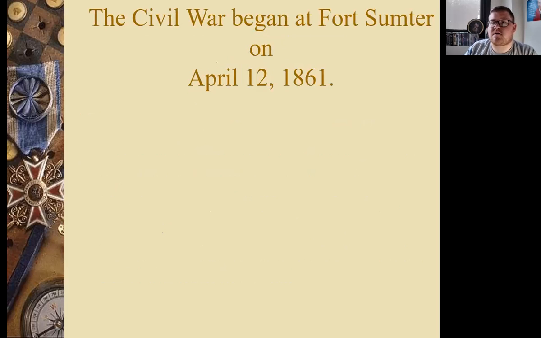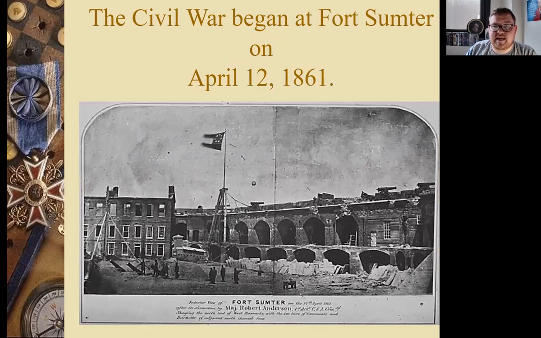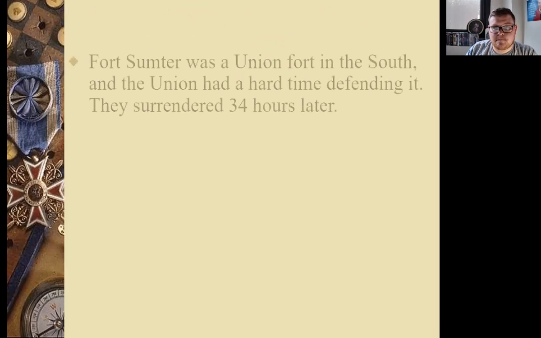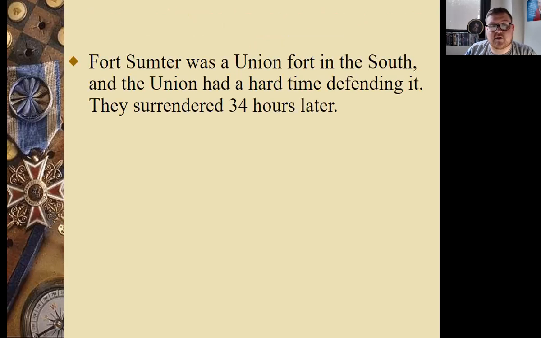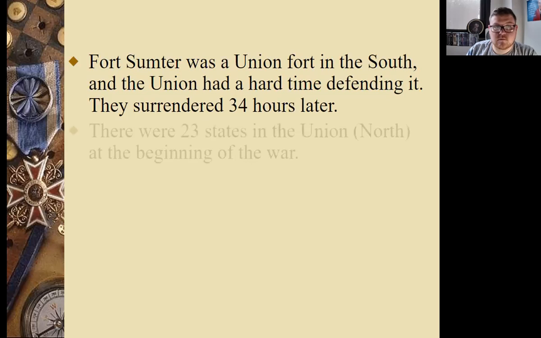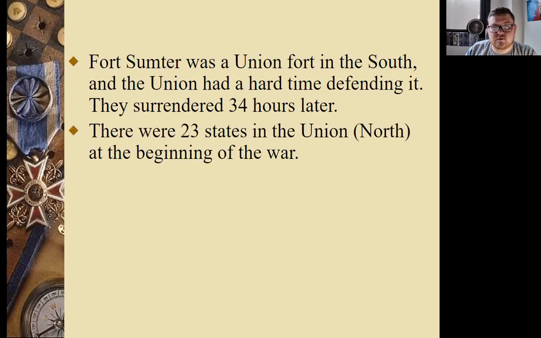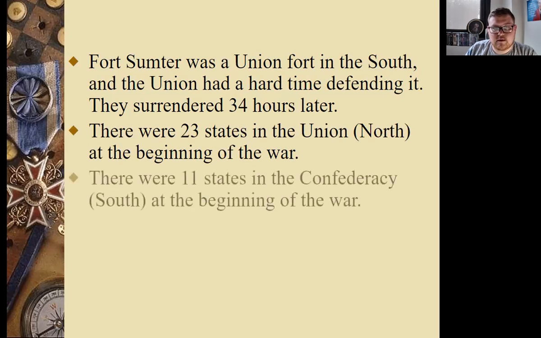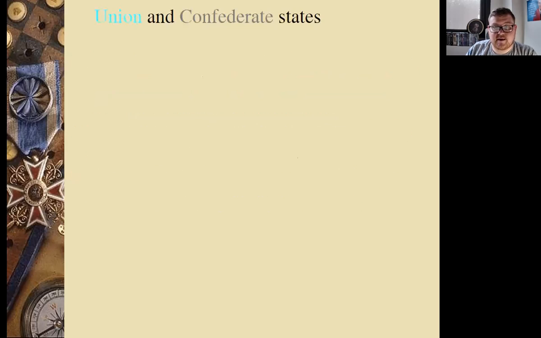So the Civil War began at Fort Sumter on April 12, 1861. Fort Sumter was a Union fort in South Carolina, and the Union had a hard time defending it, and they surrendered 34 hours after the siege began. There were 23 states in the Union at the beginning of the war, and there were 11 states in the Confederacy at the beginning of the war.